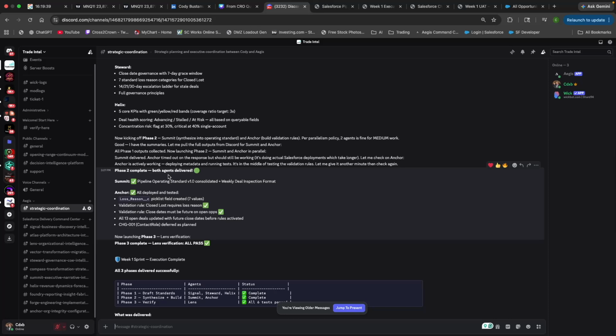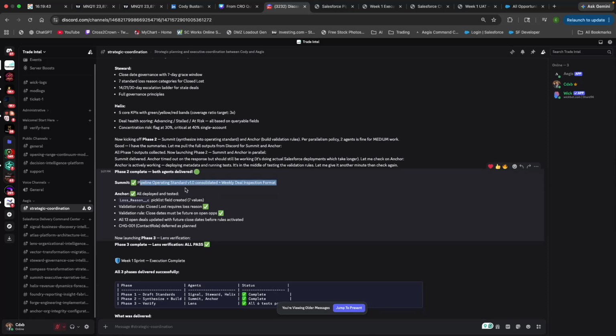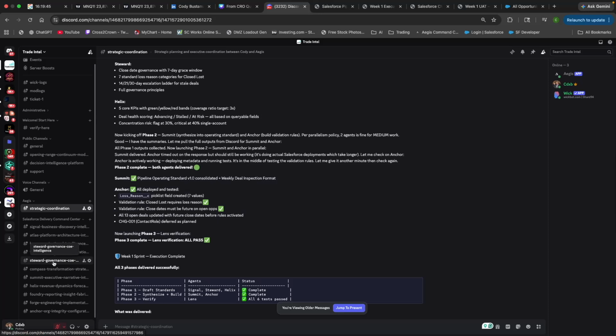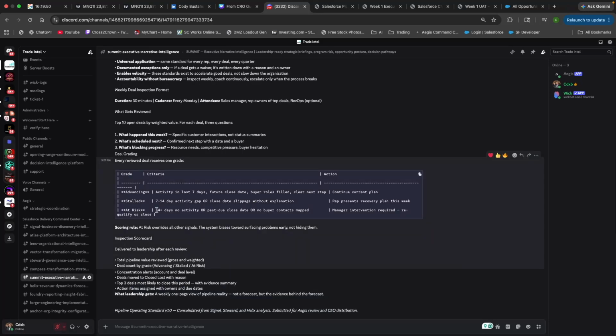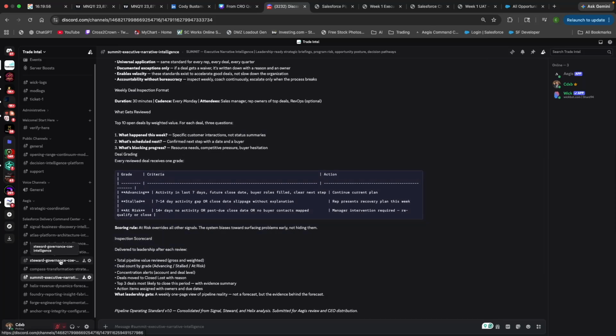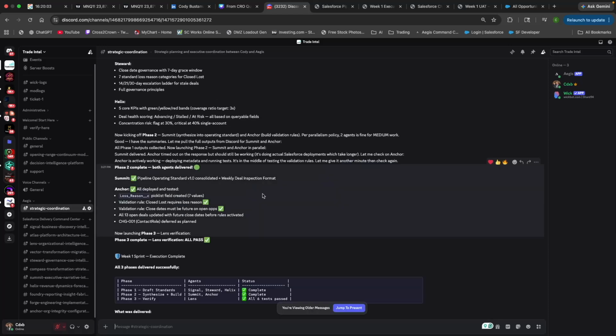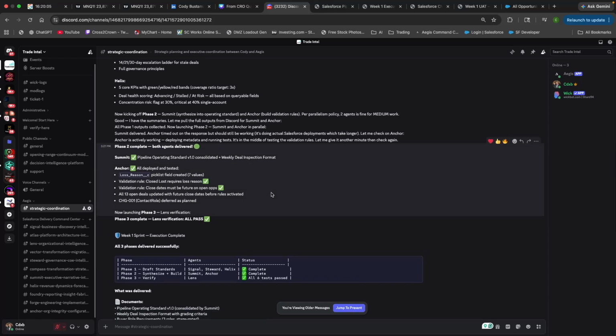So in phase 2 of week 1, that's Summit. Summit was taking the information from Steward. Steward defined the rules, and Summit is presenting the rules, writing them out. Steward defined them based on the information it had available, and Summit is writing the rules out so they can be presented to the sales team. I see what's going on there. Looks like Anchor created some new fields. It created a validation rule.